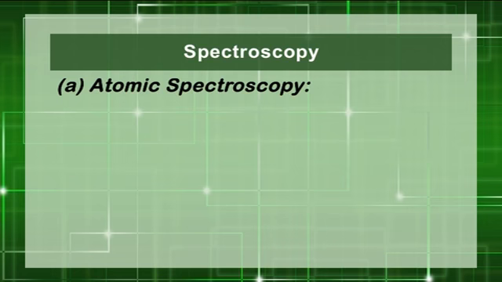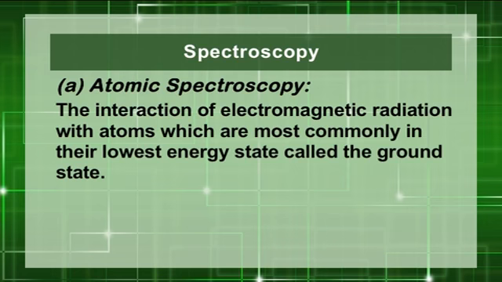Spectroscopy is a powerful technique available for the study of atomic and molecular structure and is used in the study of a wide range of samples to get the data. The study of spectroscopy techniques can be carried out as follows. Atomic spectroscopy: the interaction of electromagnetic radiation with atoms which are most commonly in their lowest energy state, called the ground state.